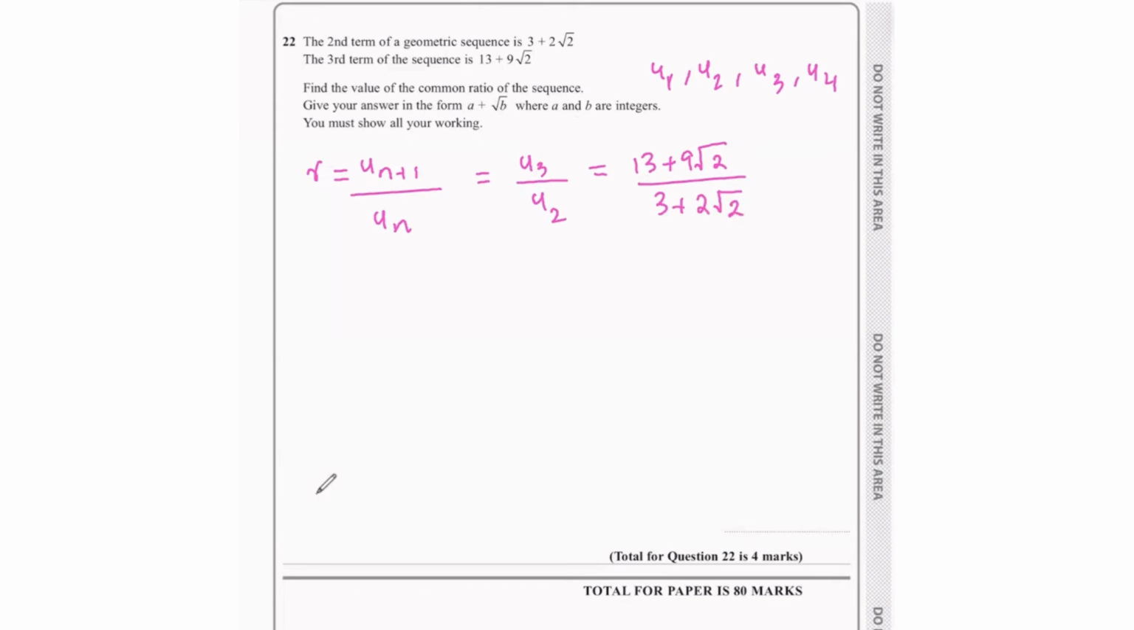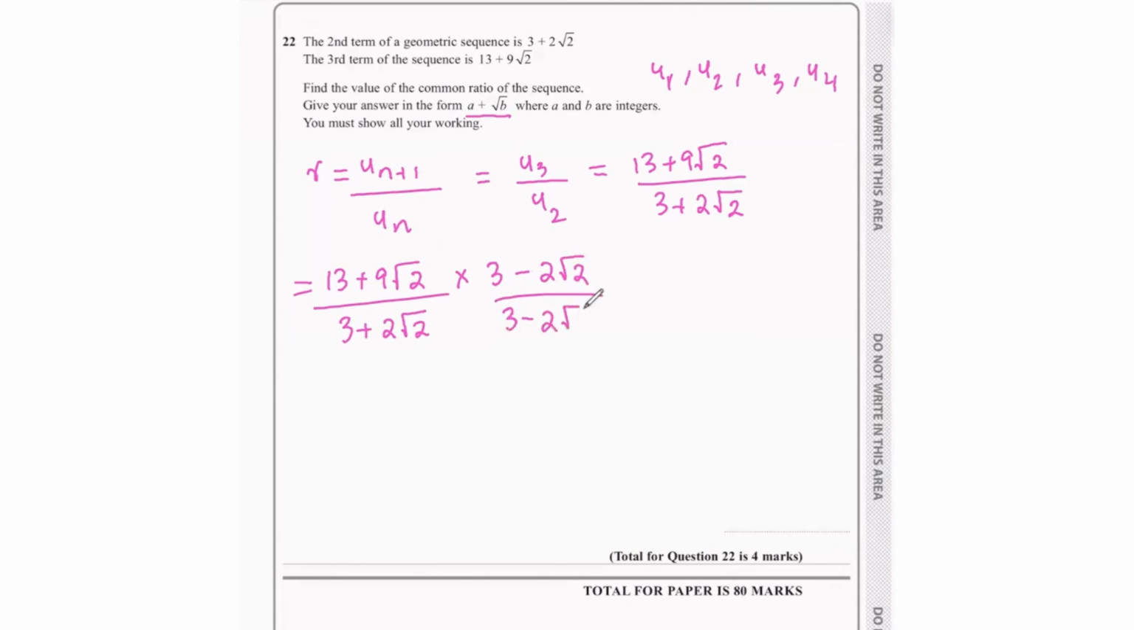When we're dividing surds, basically we're trying to rationalize them. And as the question says, it has to be in rationalized form. So 13 plus 9 root 2 over 3 plus 2 root 2. When we rationalize this, we multiply the fraction by the conjugate of the denominator.